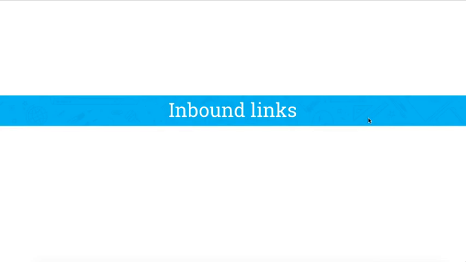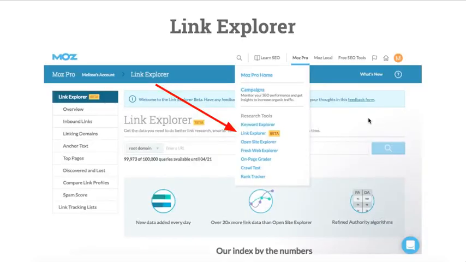Next, let's move on to inbound links. Now, this is row 10 in your worksheet, and this is another leading indicator. We're getting more link equity from these inbound links. We're also getting more traffic from these inbound links. So to find the metrics that we'll want to enter in our worksheet, we'll go to Link Explorer, which you can find under the Moz Pro menu. Click on Link Explorer and enter your domain name.